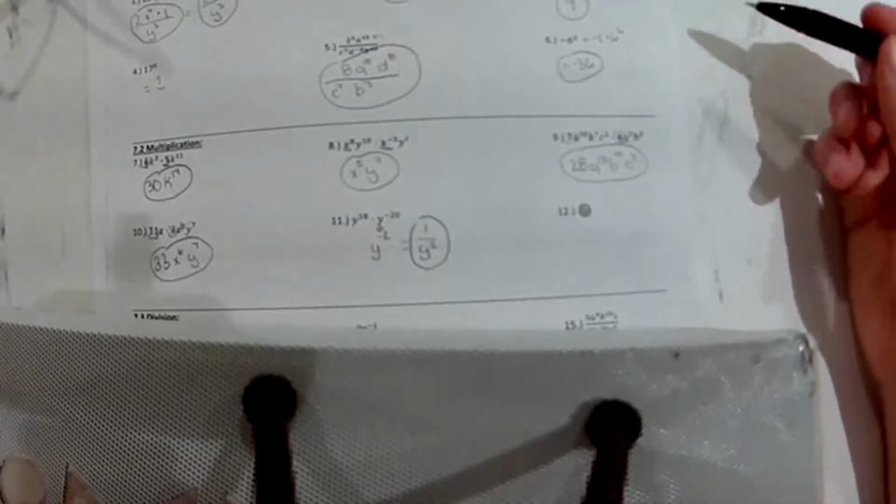And then y to the negative second is the same thing as 1 over y squared. In your final answers, you should never have negative exponents or fractional exponents or 0 exponent, like an exponent of 0. That's not as simple as you can make it.